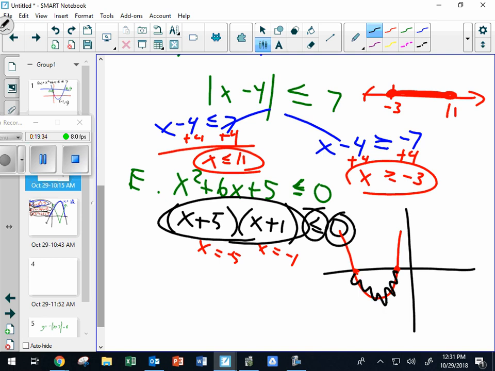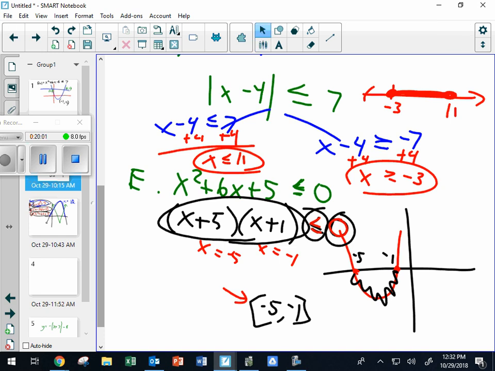Well, you take these points and you take the x value of them and you say between negative 5 and negative 1, brackets, because it could equal it. What if they use parentheses? Take off half, because negative 5 actually works. When you put it in, you get 0. And it says less than or equal to 0, and 0 is equal to 0. So brackets. All right. How many of you just gave yourself a 5 out of 5? 4 out of 5. Good enough.